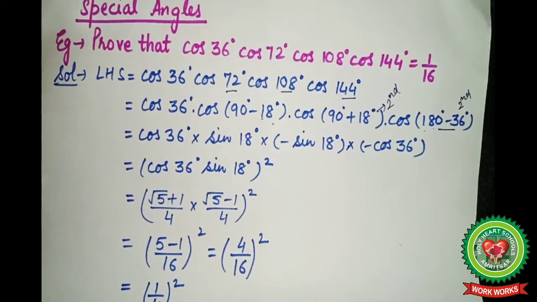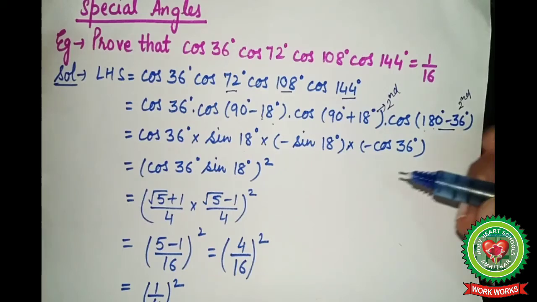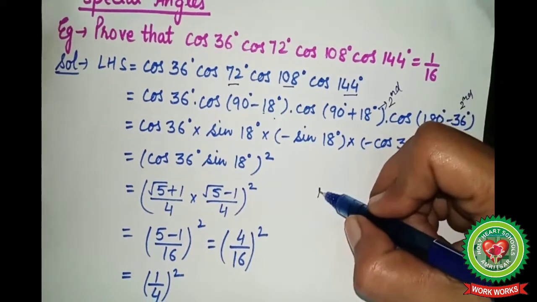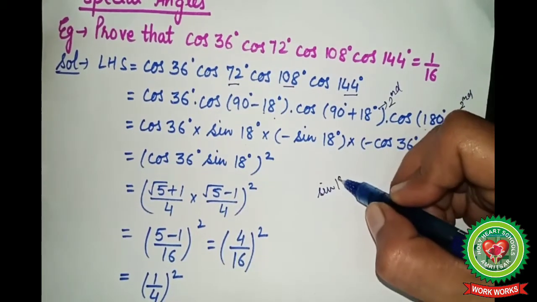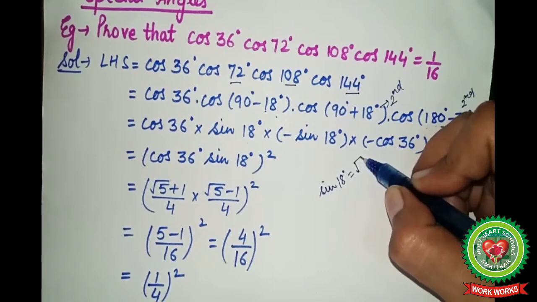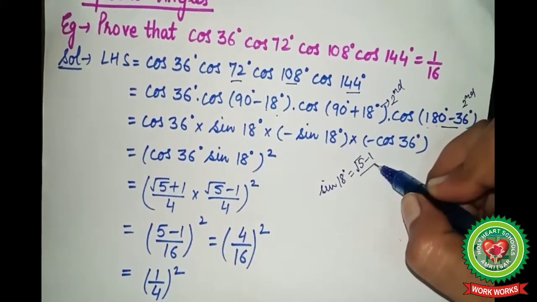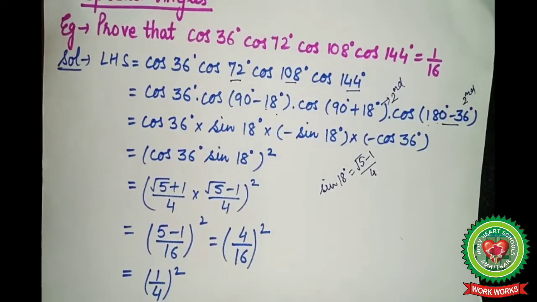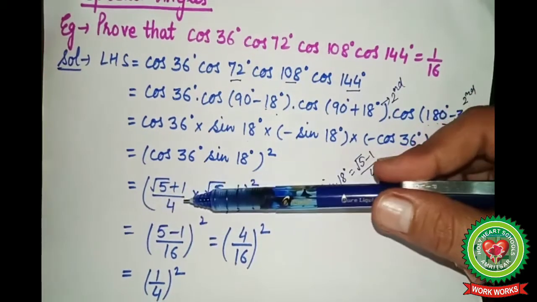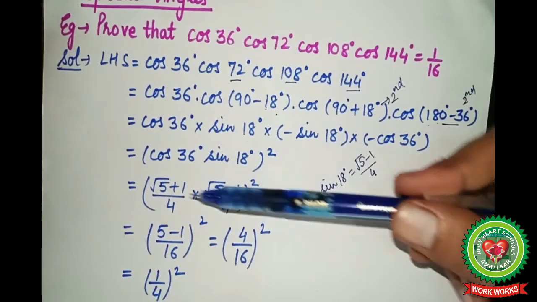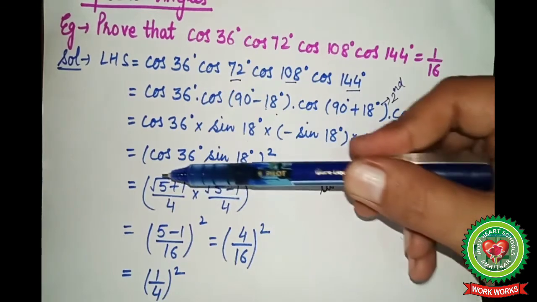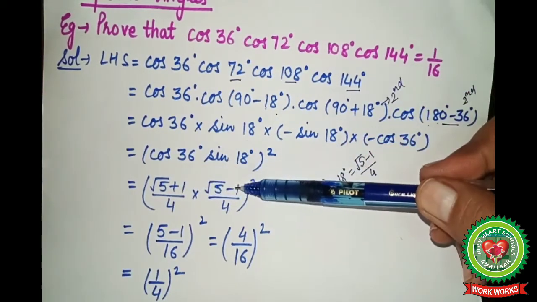Now we have the values of cos 36 degree and sin 18 degree. Sin 18 degree is equal to root 5 minus 1 upon 4. Similarly, cos 36 degree is root 5 plus 1 upon 4. So when you put the values, you will get the value like this. Now here, they are forming a plus b and a minus b form. So it is a square minus b square.